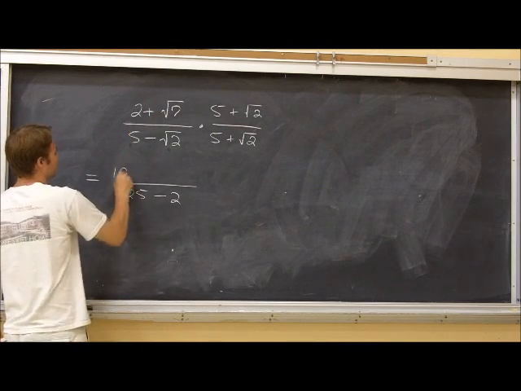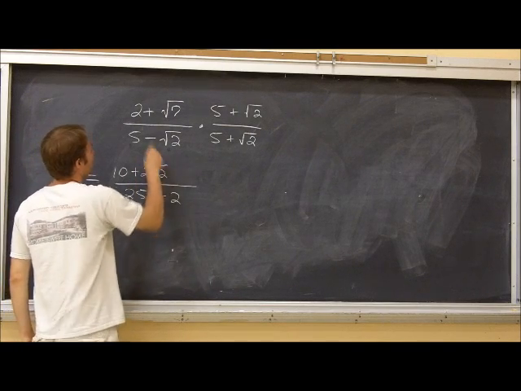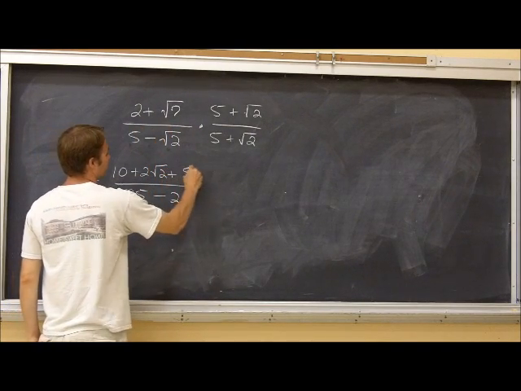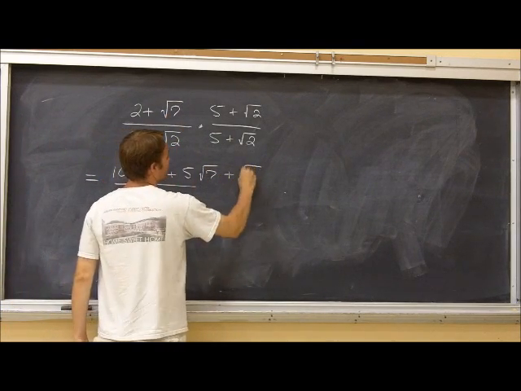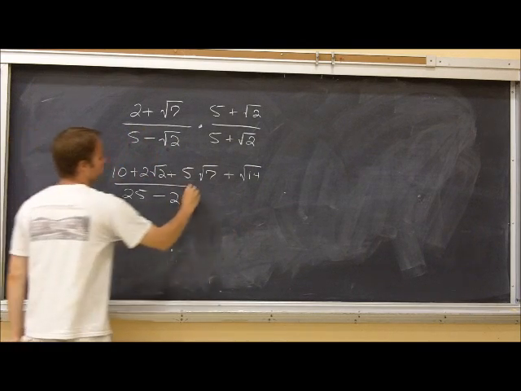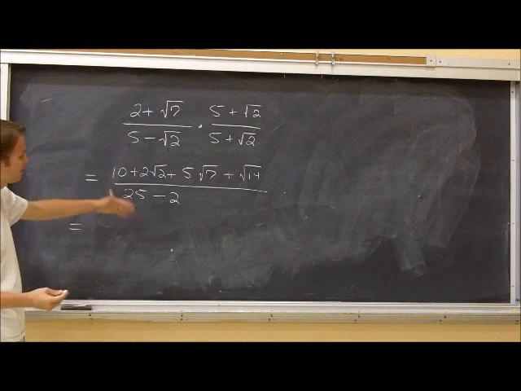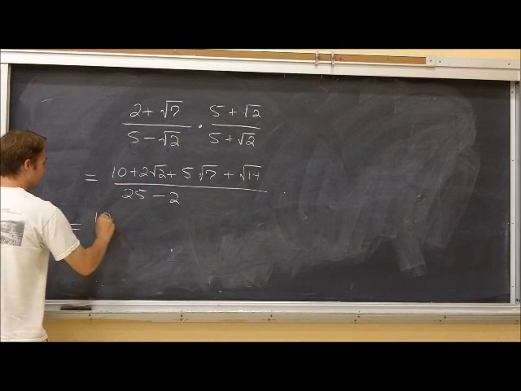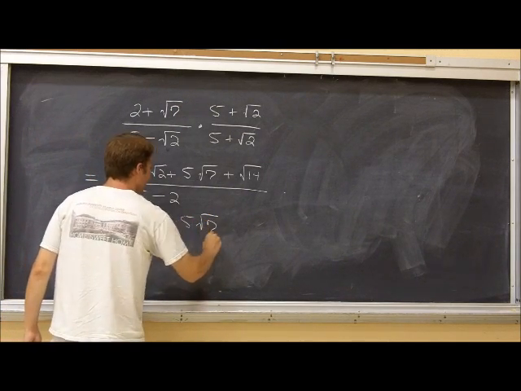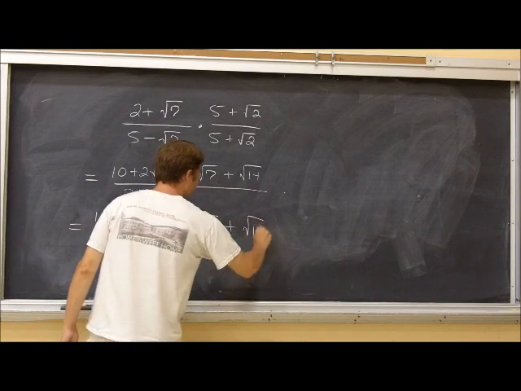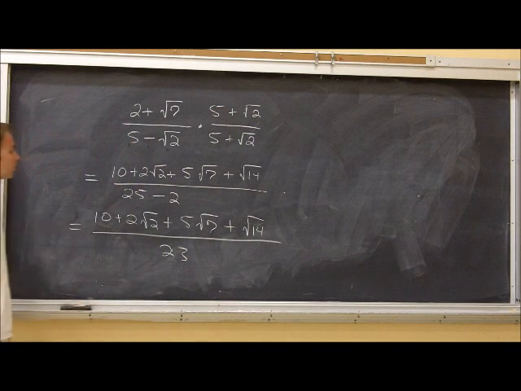2 times 5 is 10. 2 times square root of 2 is 2 root 2. 5 times the square root of 7 is 5 square root of 7. And then square root of 7 times square root of 2 will be square root of 14. And then I would just keep simplifying this. In the top, nothing will combine because they're all different square roots. So I'll just leave this as 10 plus 2 root 2 plus 5 times the square root of 7 plus the square root of 14, and then all of that over 23.